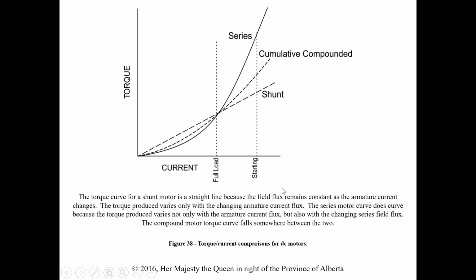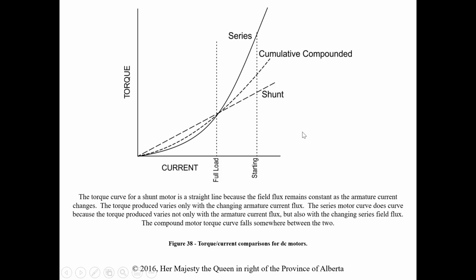Okay, so again, series, shunt, got that cumulative sitting right in the middle, kind of doing the best of both worlds. The torque curve for the shunt motor is a straight line because the field flux remains constant. So again, this series, good starting torque. Okay, again, the shunt, not so good. It's more of a straight line, and then the cumulative compounded is in between the two once we go from our starting here to full load. So this is just getting up to those points. So again, the torque produced varies only with the changing armature current flux.